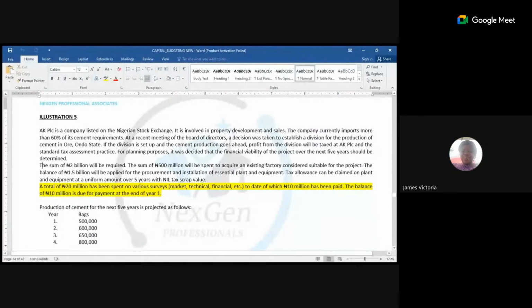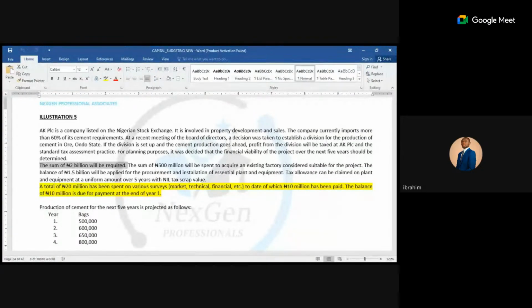The sum of 2 billion will be required. The sum of 500 million will be spent to acquire an existing factory considered suitable for the project. The balance of 1.5 billion will be applied for the procurement and installation of the essential plants and equipment.